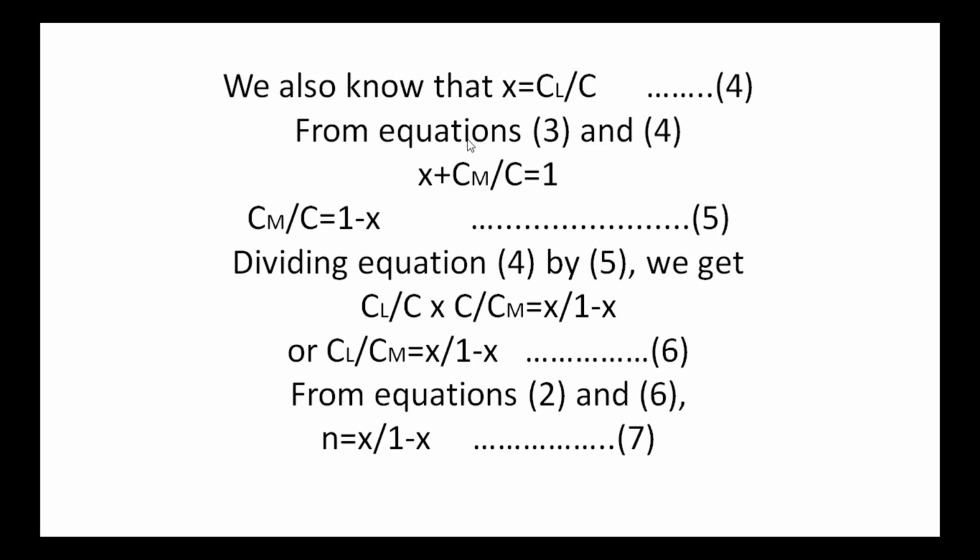We also know that X is equal to Cl by C. It is obtained from the graph also. It is taken as equation 4. And from equations 3 and 4, substituting X is equal to Cl by C in the third equation, we get X plus Cm by C is equal to 1. This implies Cm by C is equal to 1 minus X, when X is taken to the right-hand side. That is, Cm by C is equal to 1 minus X. Taking this as equation number 5.